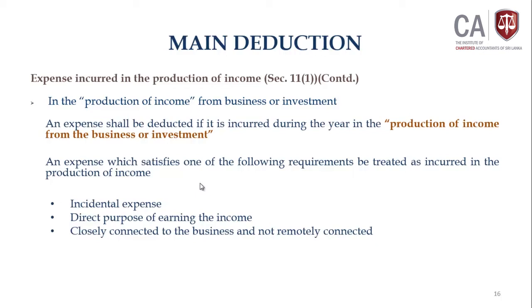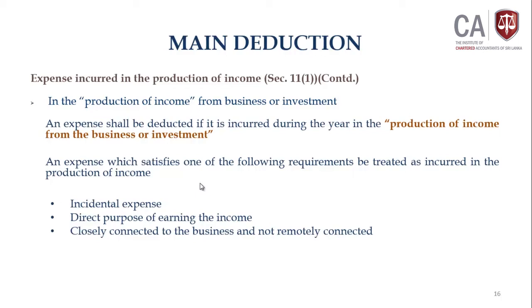Some laymen I have seen, they think this way: under section 11, for you to claim, the expense must be incurred to generate the revenue. Nothing like that. It is not meant here. Incurred in the production of income does not mean there should be a revenue to claim the expenses, no. There need not be corresponding revenue.